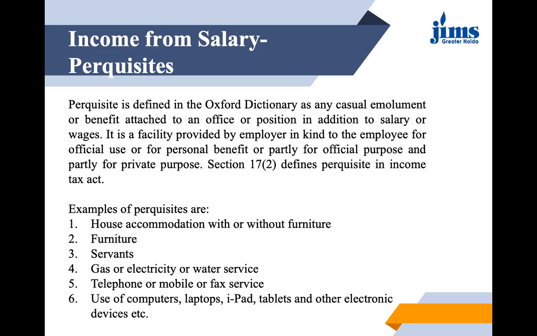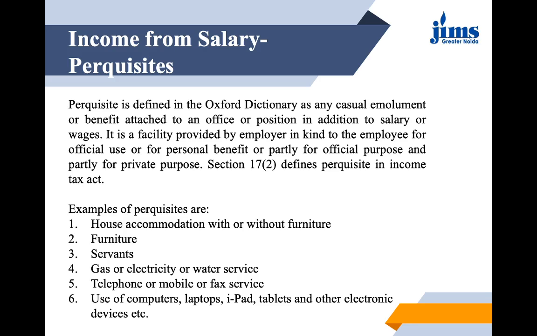Now let us see the dictionary meaning first of all. Perquisite is defined in the Oxford Dictionary as any casual emolument or benefit which is attached to an office or a position in addition to a salary or wage. It is a facility which is provided by the employer in kind to the employee for official use or for personal benefit, or partly for official purpose or partly for private purpose. You can say that these are the things that employees may receive in kind and then quantified for the purpose of taxation.